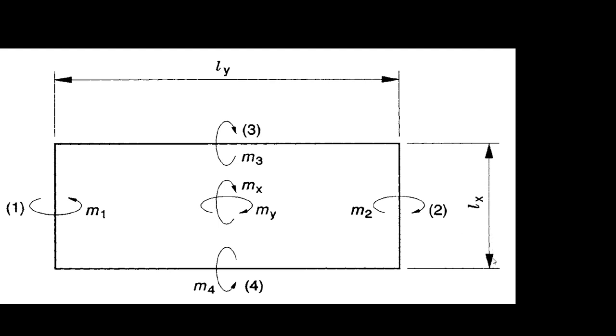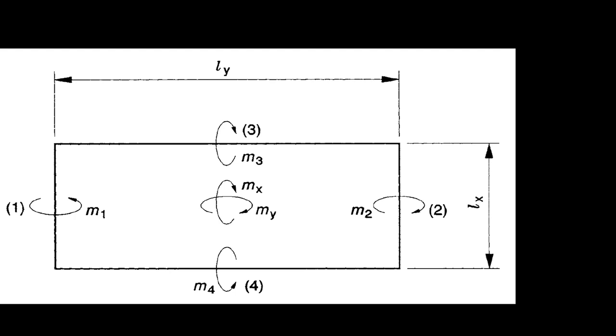Lx signifies the short span, Ly signifies the longer span. So definitely these are the moments acting along the slab. Mx and My are the moments at the mid span of the slab, while M1, M2, M3 and M4 are the moments at the continuous edges of the slab. In case all our slabs are continuous, but if one of the ends of the slab is not continuous, that means there won't be any moment at that end.